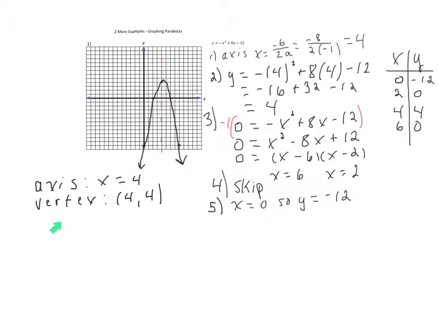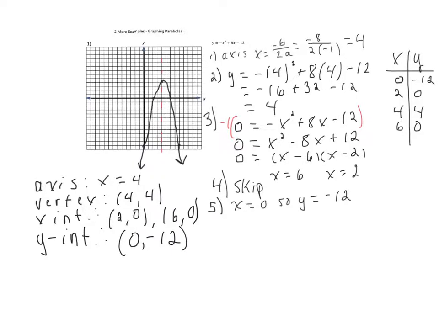Now we're going to list our x-intercepts, which are the points right on the x-axis, which were (2, 0) and (6, 0), which are in our chart. So the x-intercepts were (2, 0) and (6, 0). And the y-intercept next was the point right on our y-line, which was right here, which is (0, -12). And lastly, we knew at the beginning that it was going to open down because of the negative x squared.